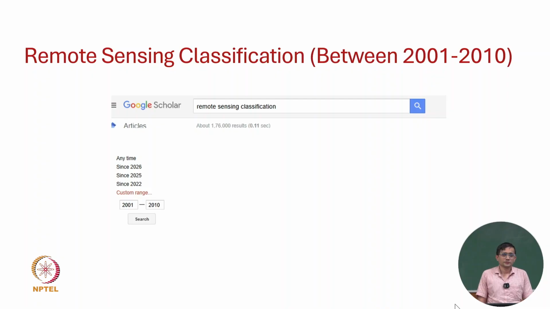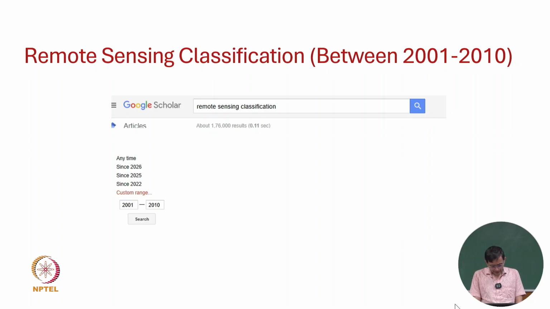Now, let us try to understand. As I said, LeNet-5 was proposed in the late 90s, right? So let us try to understand what was happening in between, from 2001 to 2010, in remote sensing classification.